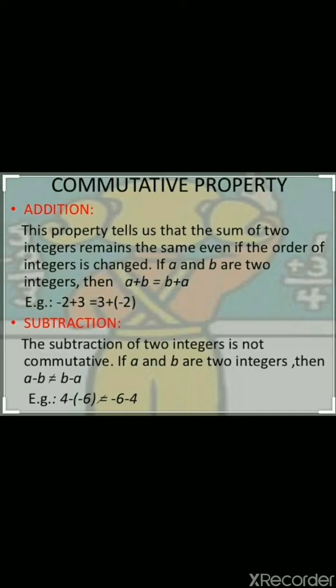Now for subtraction, the subtraction of two integers is not commutative. If we consider two integers a and b, then a minus b is not equal to b minus a. Here we take the example 4 and minus 6. On the left hand side, when we solve it, we get plus 10. But on the right hand side, it will be minus 10. And both left and right side are not equal. So, we can say that subtraction is not commutative.